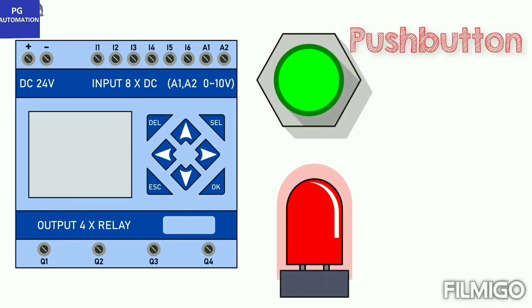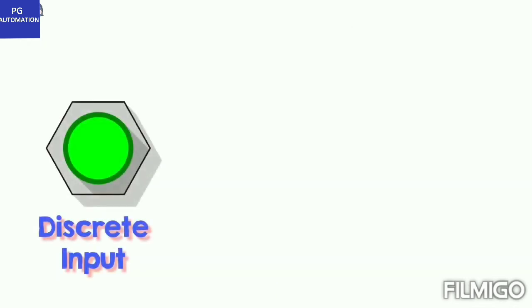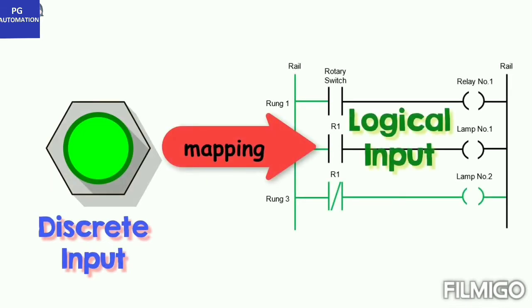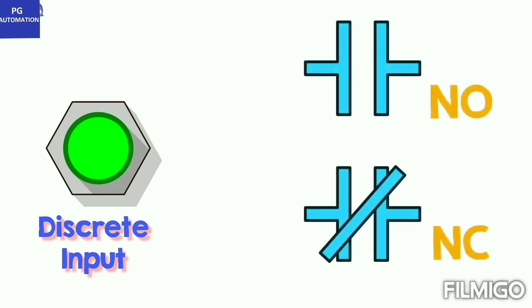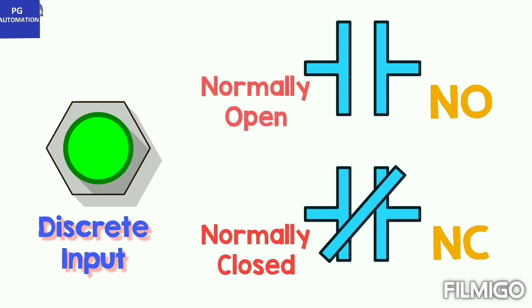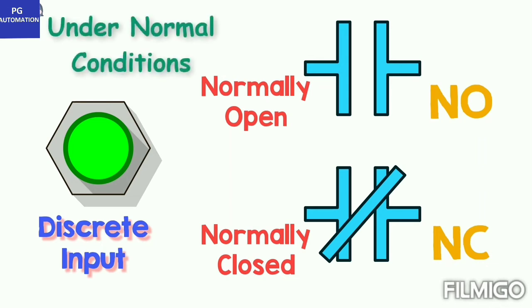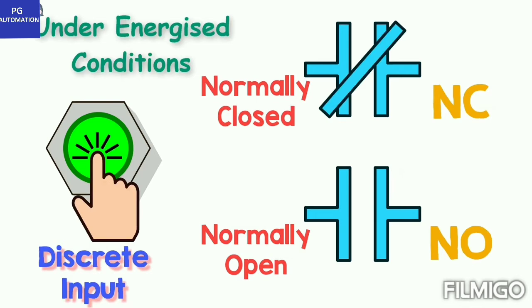We will be using push buttons and LEDs for the same. A physical, discrete input can be mapped to logical inputs in a rung. The value that these discrete devices can take are NC or NO. NC stands for normally closed contact and NO stands for normally open contact. This means that when input is not energized, the states will be the ones that are defined. However, if the input is energized, the states of these contacts change.